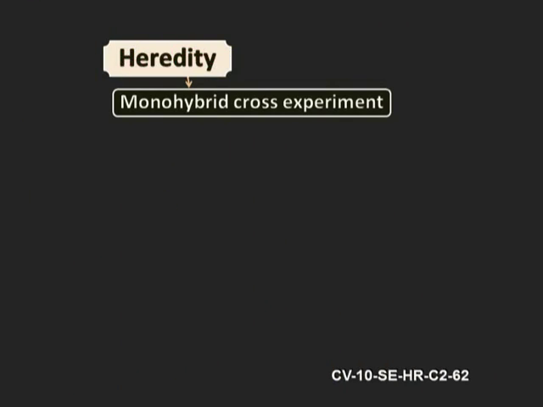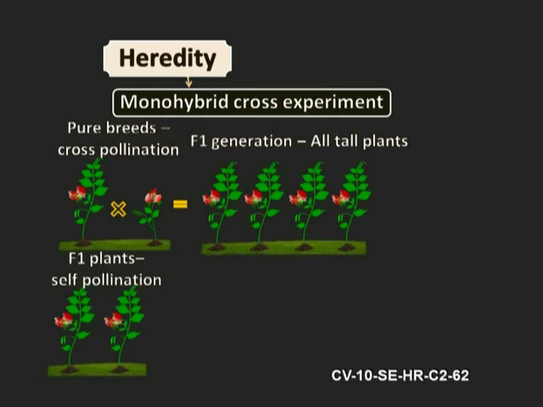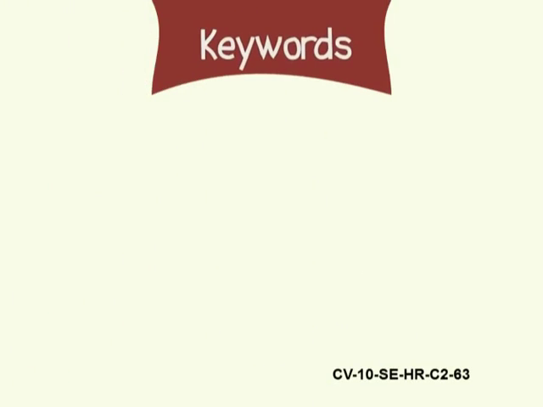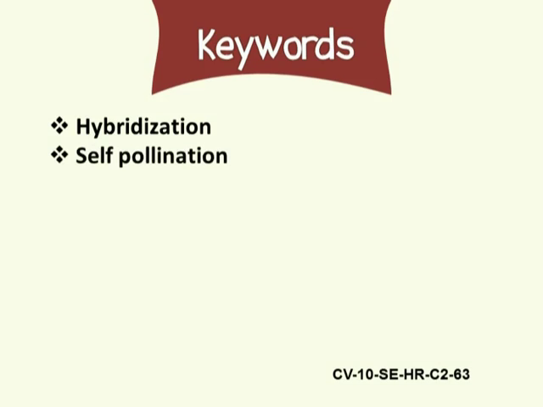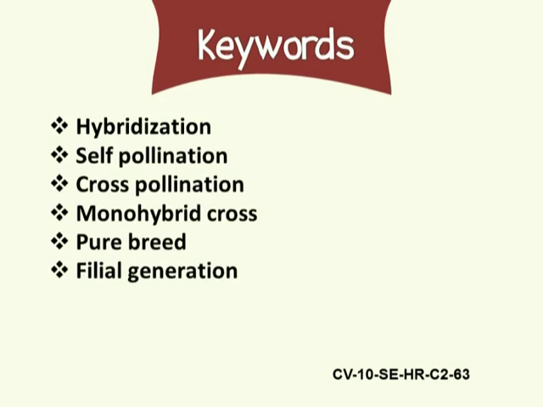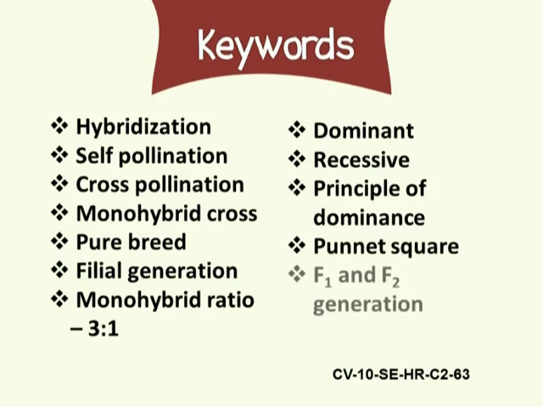In this capsule, under monohybrid cross experiment, you have studied about F1 generation and F2 generation. That is, when pure breeds were cross-pollinated, we obtained all tall plants in F1 generation. And when F1 plants were self-pollinated, we obtained 3 tall plants and 1 dwarf plant in F2 generation. So the ratio is 3:1. In this capsule, the key words are hybridization, self-pollination, cross-pollination, monohybrid cross, pure breed, filial generation, monohybrid ratio, that is 3:1, dominant, recessive, principle of dominance, Punnett square, and F1 and F2 generation.